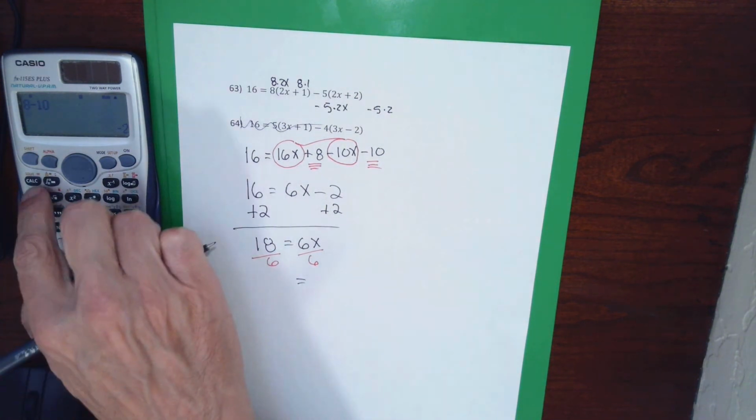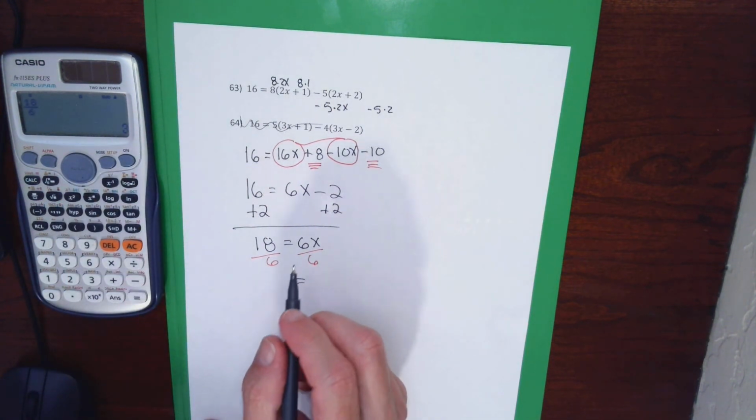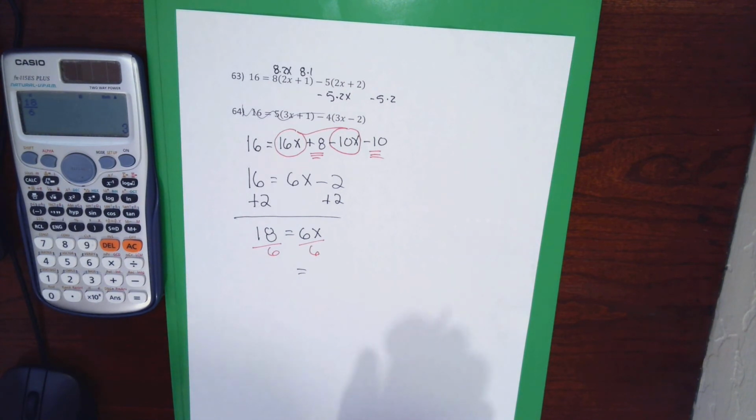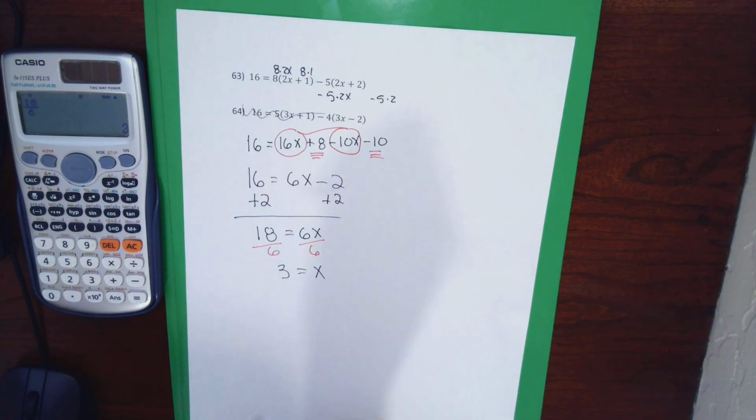18 over 6. I'll just enter that fraction on my calculator so I don't mess up. 18 over 6. Oh, really? 18 over 6 reduces to 3. I'm not getting a fraction answer. 3 equals x. I suspect I have a mistake on my key. Let me check this now.